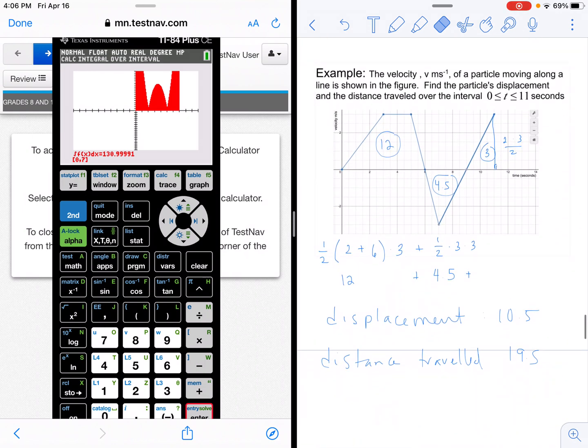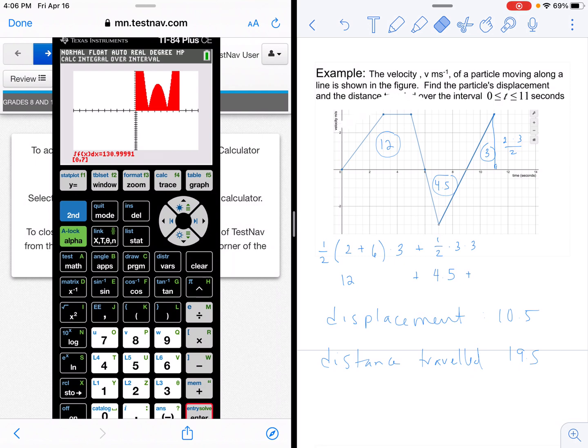Okay, so if you're given the graph of a velocity function, and we're not even given the function, so this is just the graph, just to understand the concepts here. It says the velocity, v, in meters per second, of a particle moving along a line is shown in the figure below. Find the particle's displacement and distance traveled over the interval 0 to 11. So we said that the displacement is going to be the integral. So we can find the displacement by finding all of these areas.